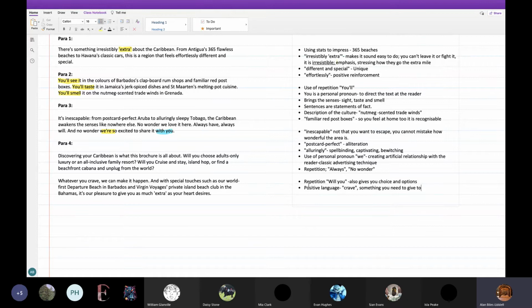Okay. What about personal pronouns? How are they used? It's "you," and then they switch it to "we." Yeah. Again, what they've done before. It's "you" at the start of the paragraph, isn't it? You know, will you choose this? Discover your Caribbean. Will you cruise and stay? All those sorts of things. And then, as you say, right at the end there, it's "our pleasure to give you." Okay.